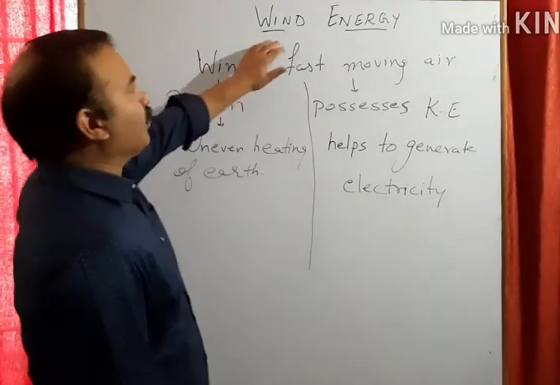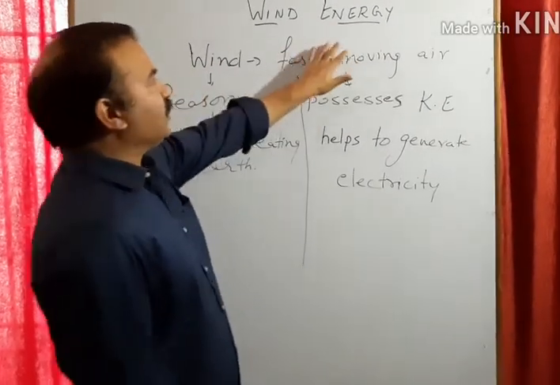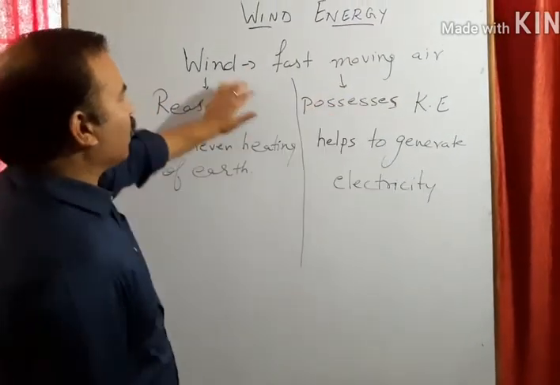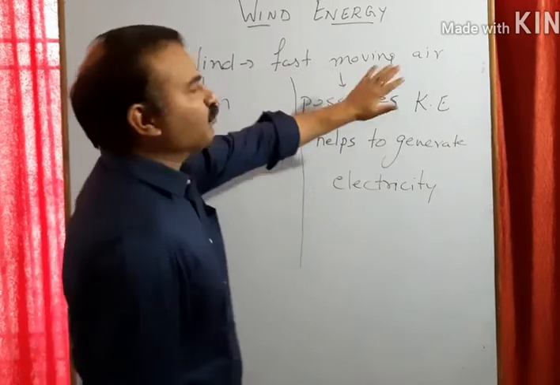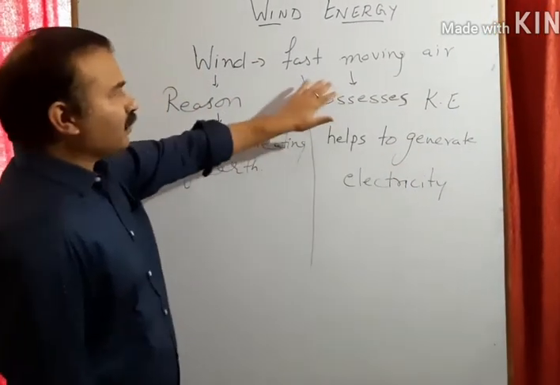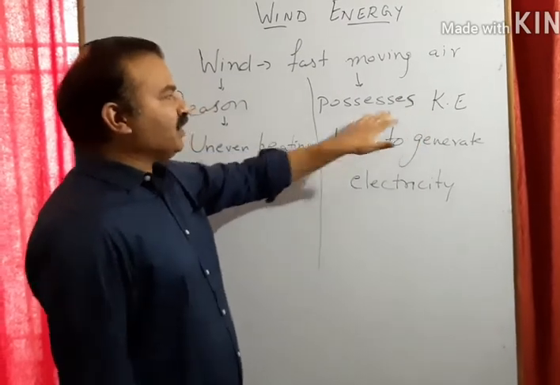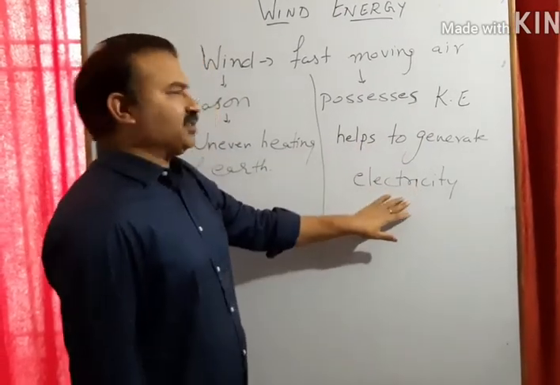In this video, we will learn about wind energy. Wind energy is used to get electricity by using the wind. Now, what is the wind? Fast moving air is known as wind. As fast moving air possesses kinetic energy, it helps to generate electricity.